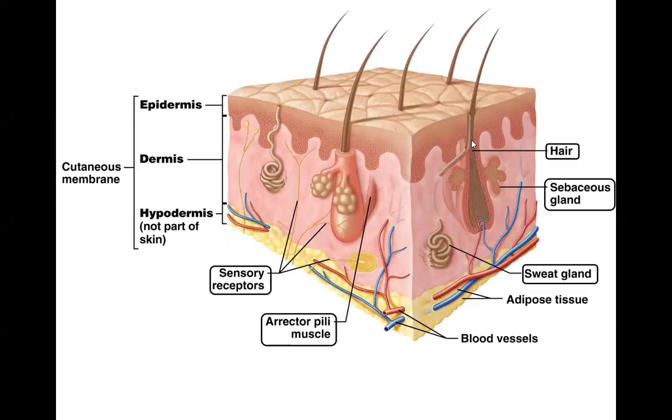So you see, this is the hair. Can you guys tell the hairs? And these are the sebaceous glands. These are the sweat glands. And these are your adipose tissue. These are the arrector pili muscle, and these are the sensory receptors.